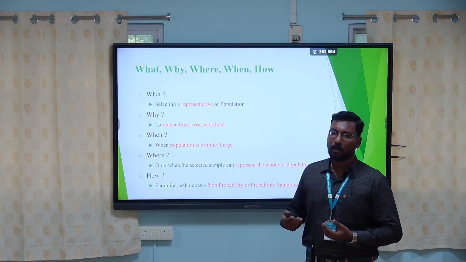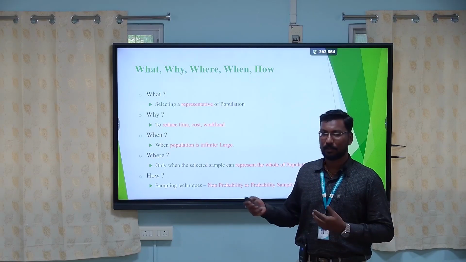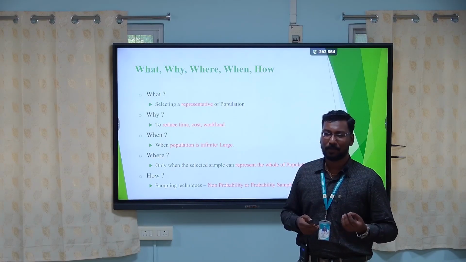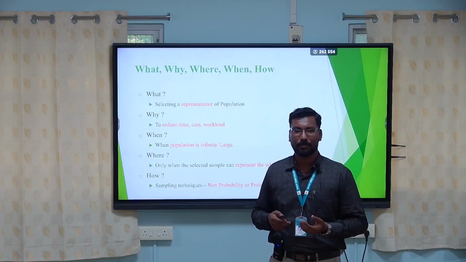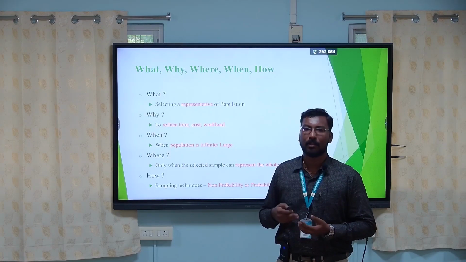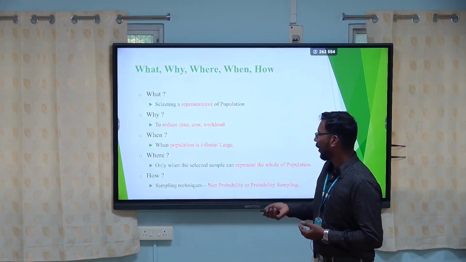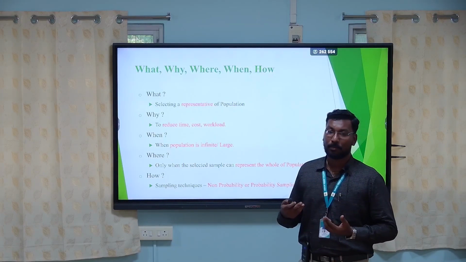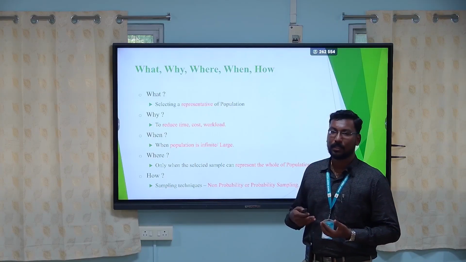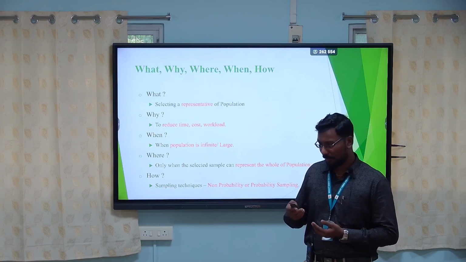And when? When the population is large, we can go for sampling. If not, for example, when the students are 50 in number, we can go and collect the data from each and every student, which is called the census method. When the population is large, we go for the sampling method. And only when the sample can represent the population can we go for sampling techniques. And how? Through non-probability and probability sampling.